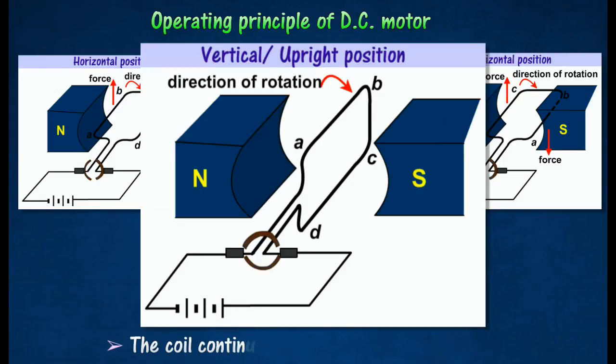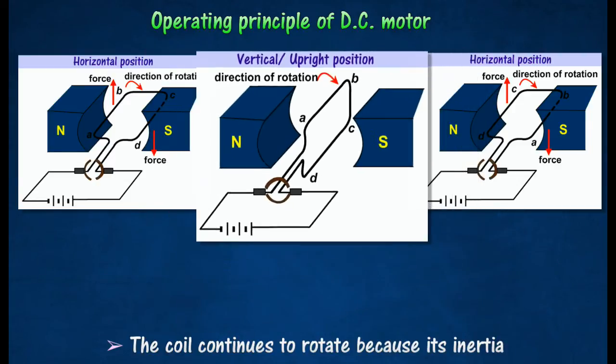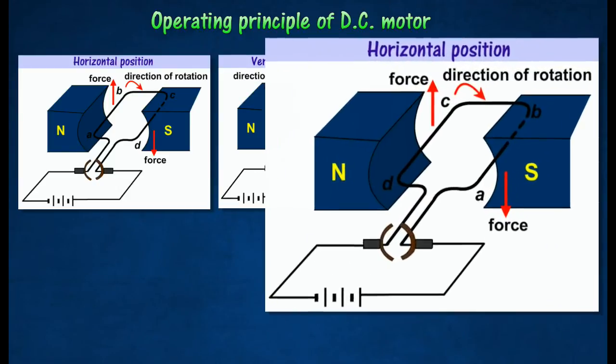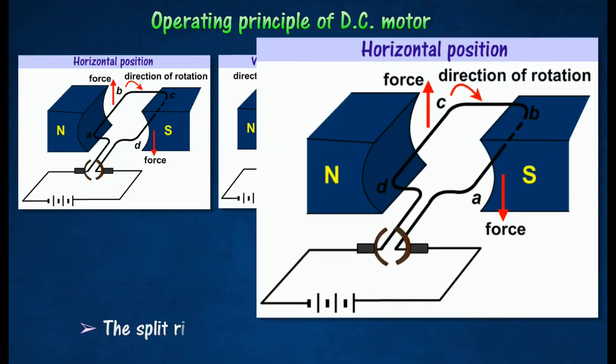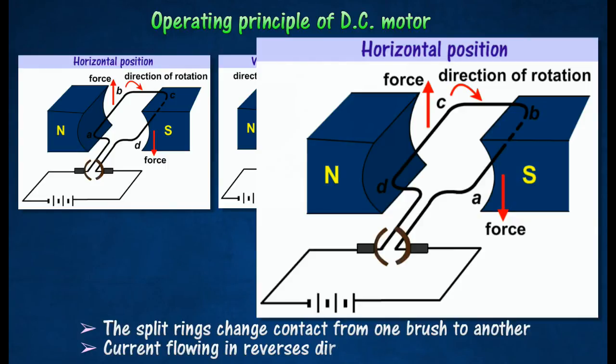Because of inertia, the coil does not come to a stop, but will continue to rotate past the vertical position. When the coil rotates past the vertical position, the split rings change contact from one brush to another. This reverses the current flowing through the coil. The reverse in the current flowing through the coil also reverses the forces acting on its sides. The side AB now experiences a downward force, and the side CD an upward force. This enables the coil to continue rotating in the same clockwise direction so long as the current is switched on.